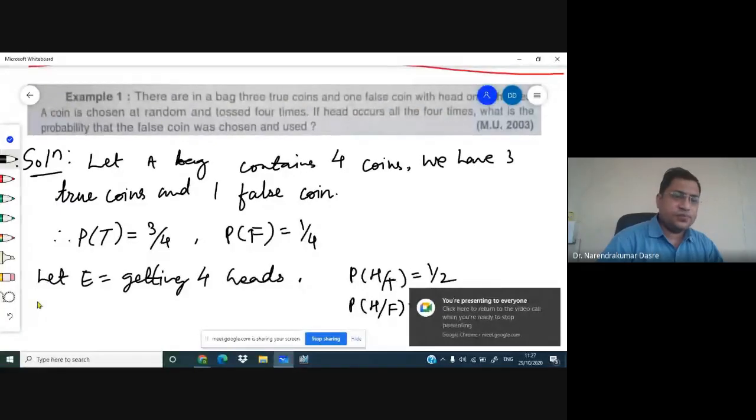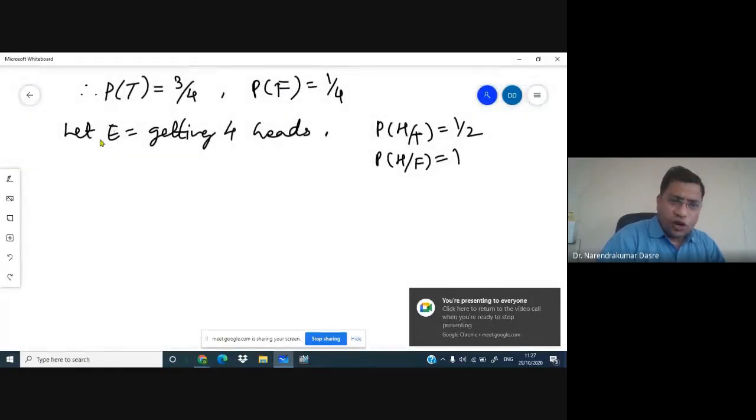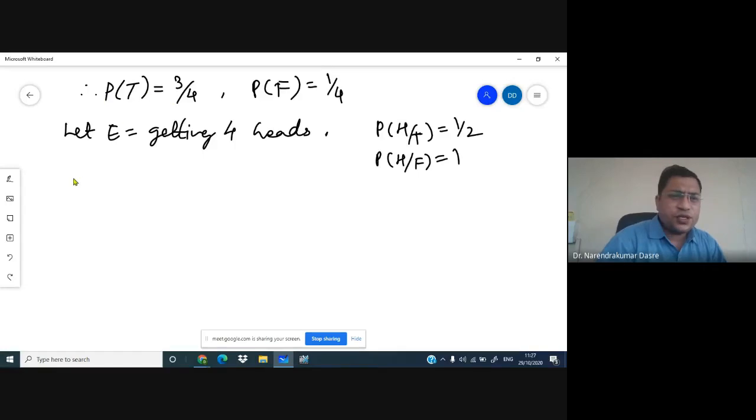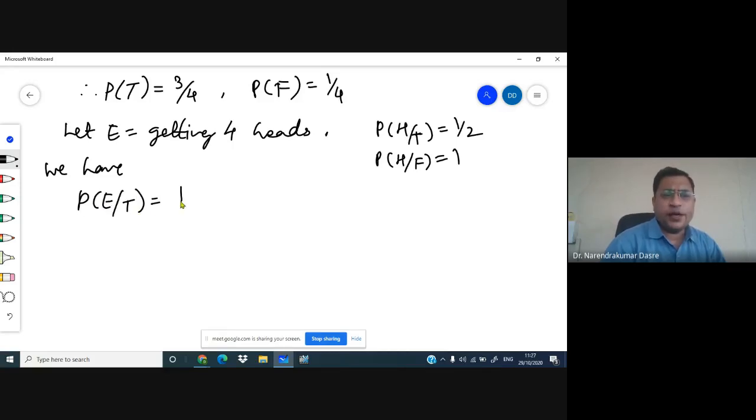But for the true coin, the sample space contains 16 elements, and there is only one event in which you will have all 4 heads. So we need to understand the probability properly. Now, the probability of getting 4 heads when the true coin is used is 1 by 16.